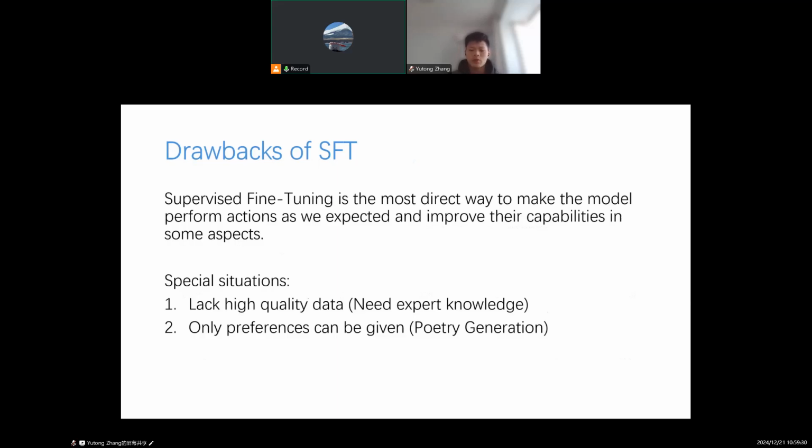Second, supervised fine-tuning can't perform well when only preferences can be given. For example, in poetry generation, right? I don't think there is a certain kind of best poetry given a theme. So that's why only preference can be given, right?